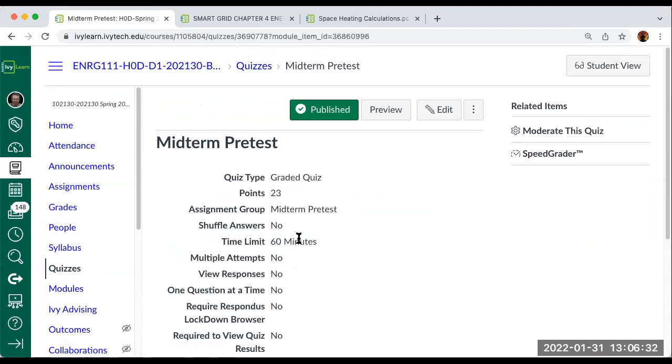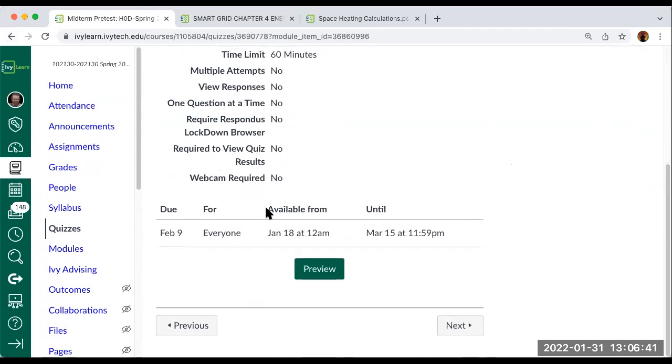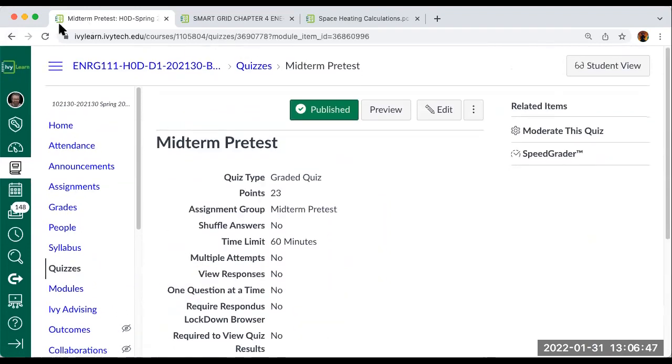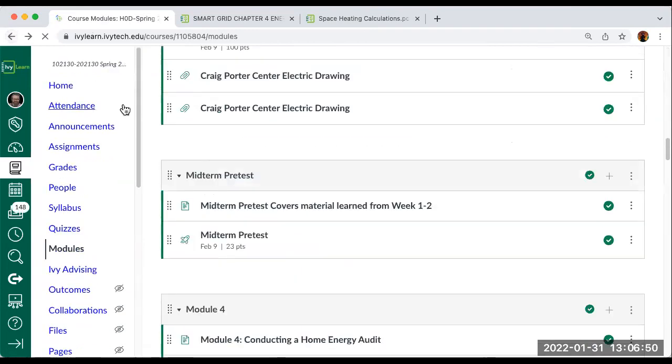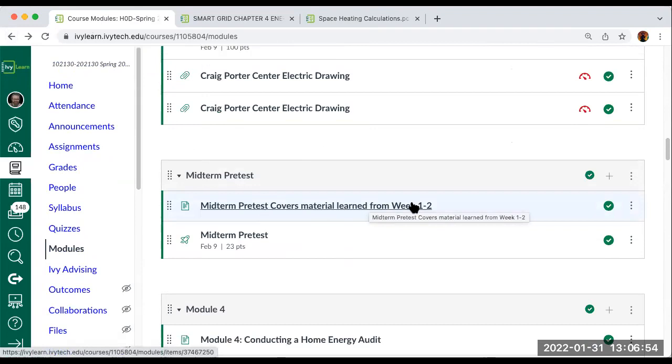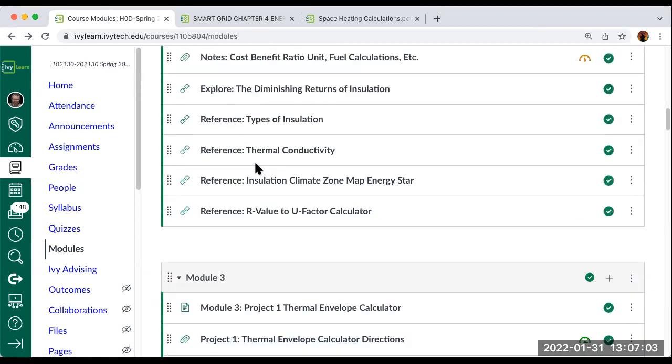It's just a 60-minute timed test over what we've covered on modules 1 and 2. That isn't due until February 9th, so we don't really need to worry about that yet. I can bring that back up on Wednesday. I'll have to fix that link, but you'll be able to see what it covers. This is the link that it should take us to right there.